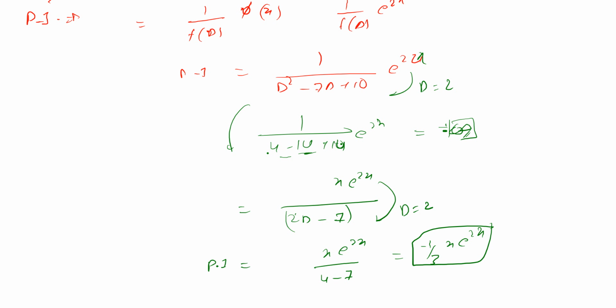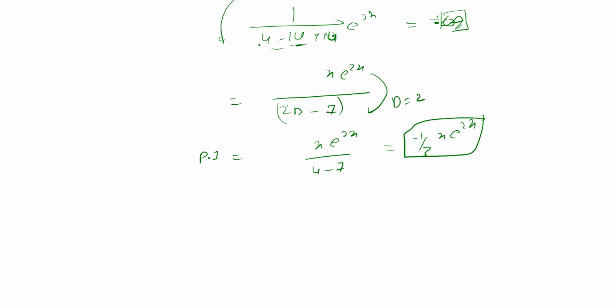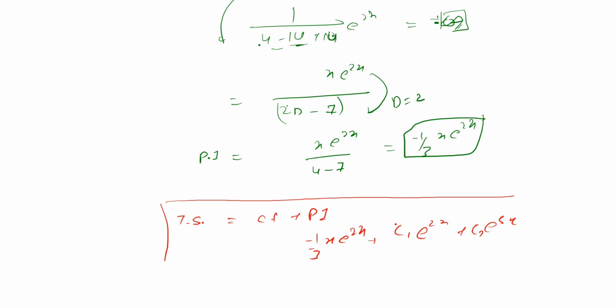The total solution is the combination of the particular solution and the CF. So we write CF plus PI equals the total solution. The total solution is y = -1/3 x e^(2x) + C1 e^(2x) + C2 e^(5x). This is our final total solution.